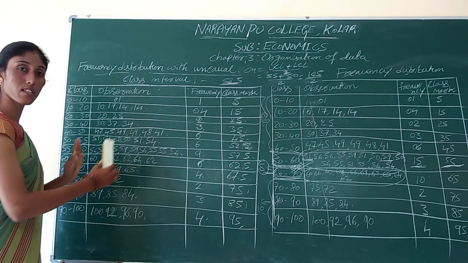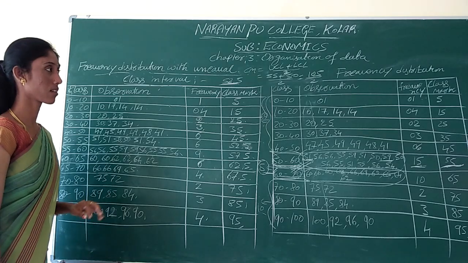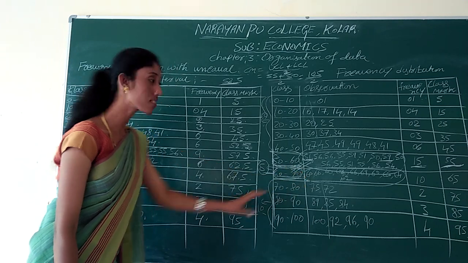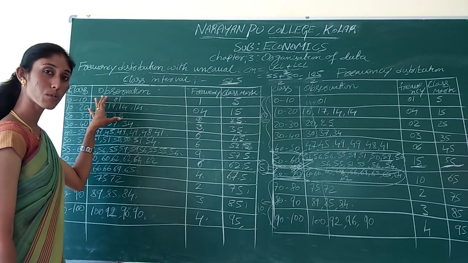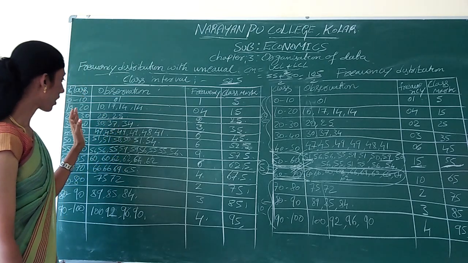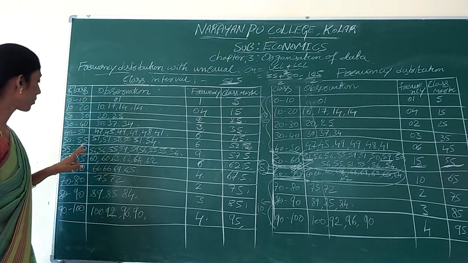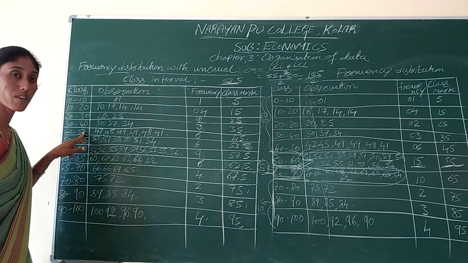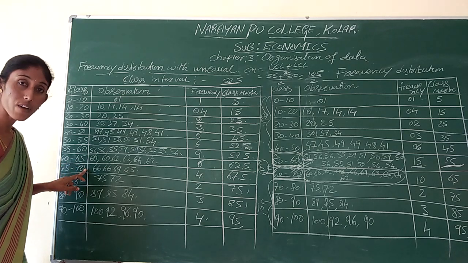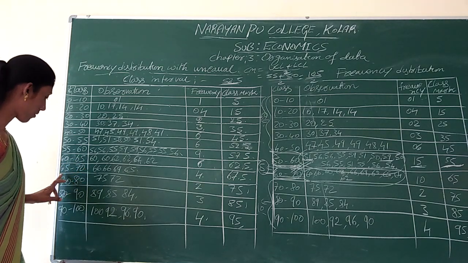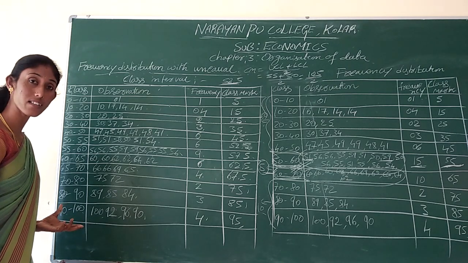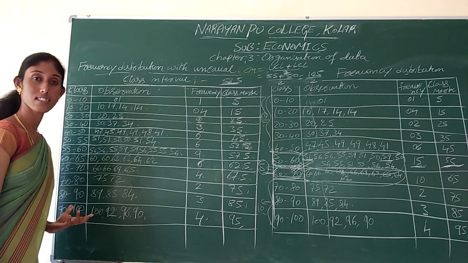See the difference between these two frequency distributions. Here is the frequency distribution with equal class intervals, and here the frequency distribution with unequal class intervals. Here we have a class interval of 10 in the range 50 to 60, from 60 to 70 a class interval of 5, and from 70 to 100 again 10 as a class interval. That's why we call it an unequal class interval.